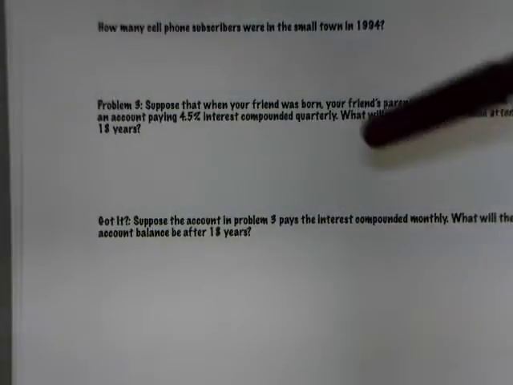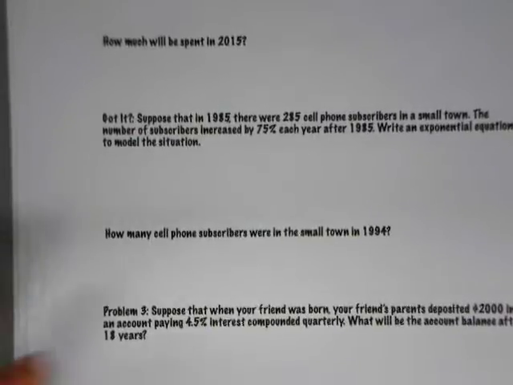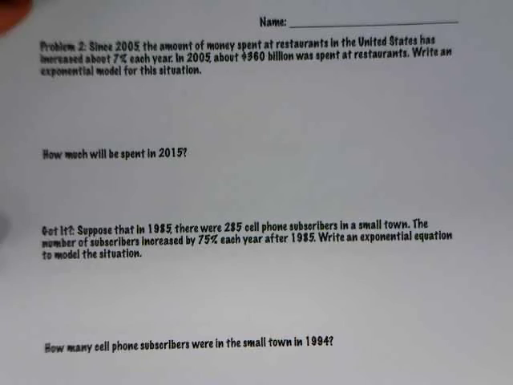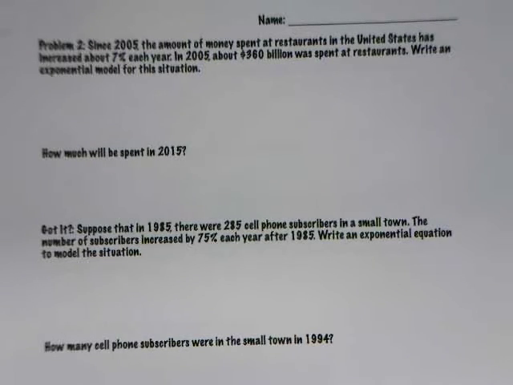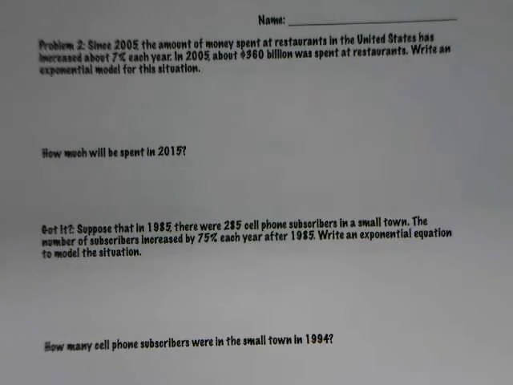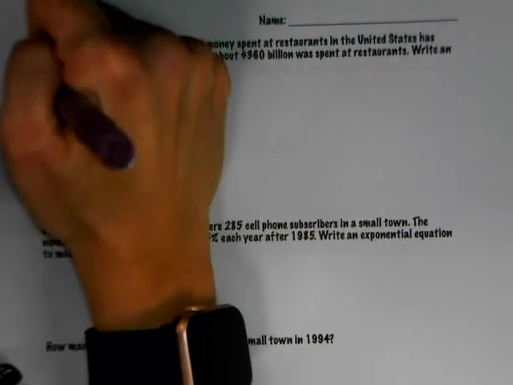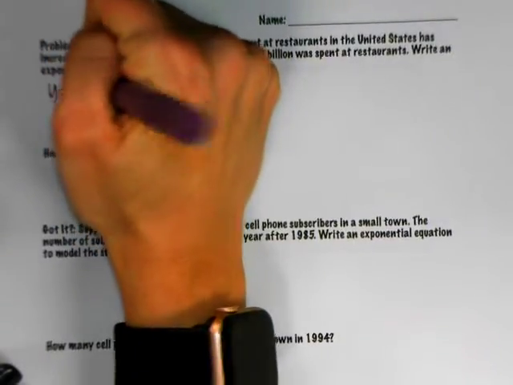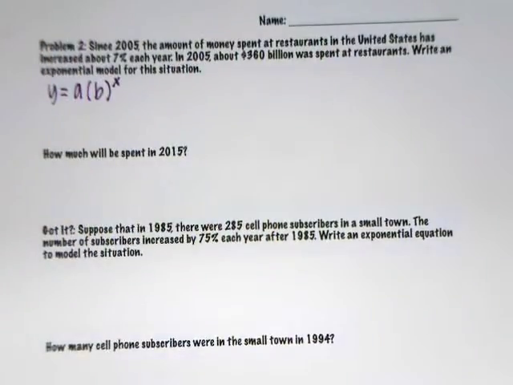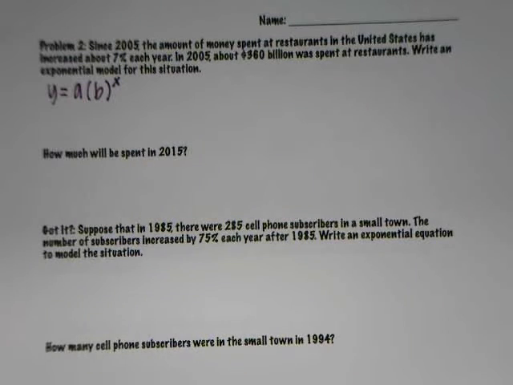All right. So an exponential growth one. Since 2005, the amount of money spent at restaurants in the United States has increased about 7% each year. In 2005, about $360 billion was spent at restaurants. Write an exponential model for this situation. Okay, so we're still going to start with the same formula. Y equals A times B to the X power. I like to use parentheses instead of a multiplication dot. Just because you can do either, okay?